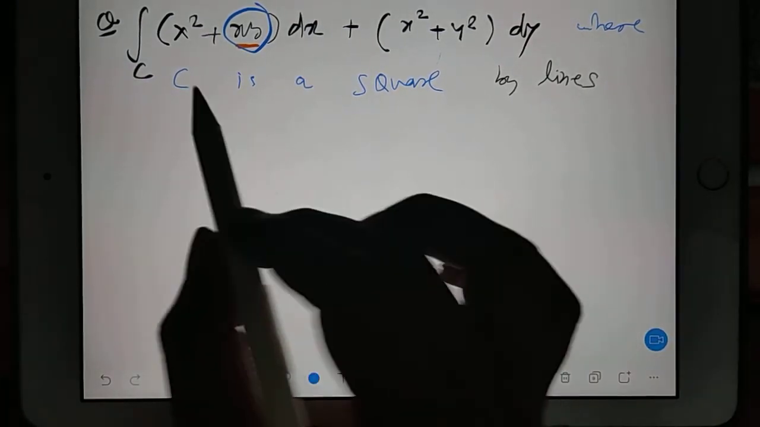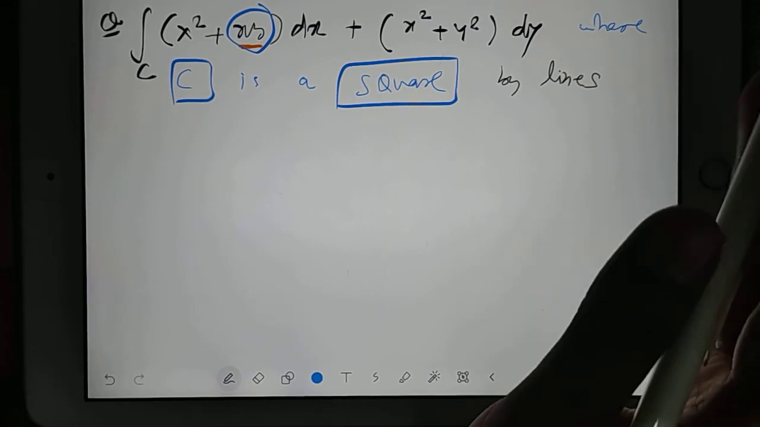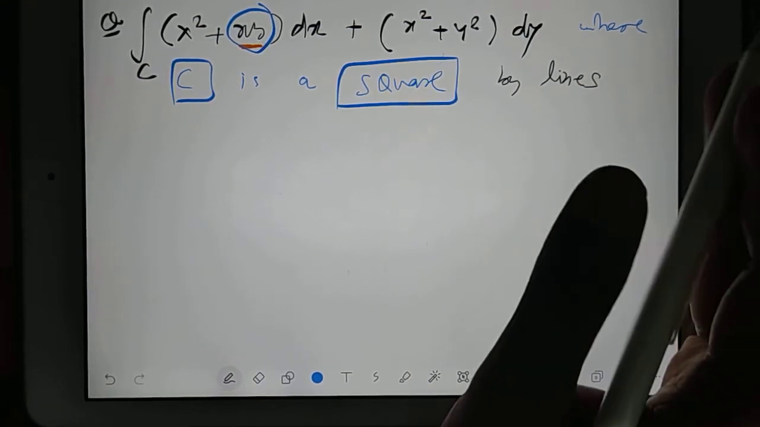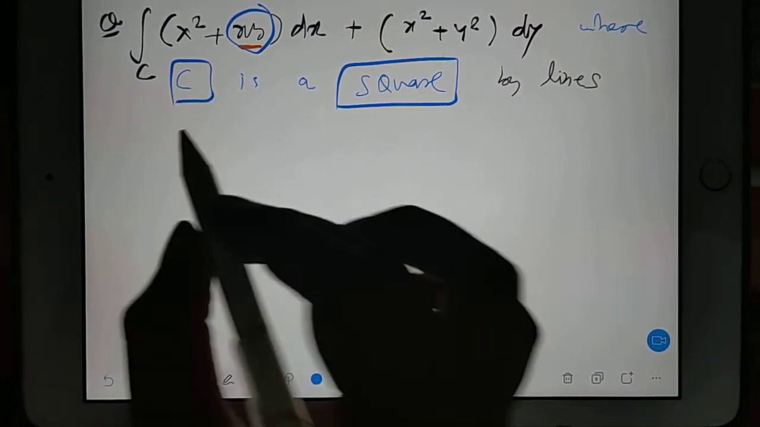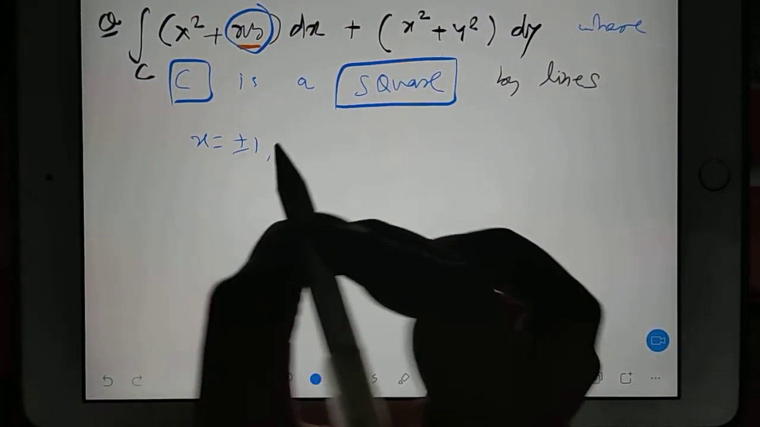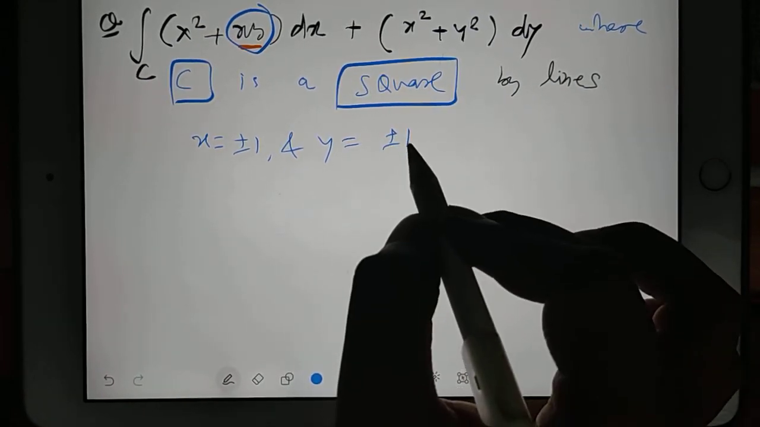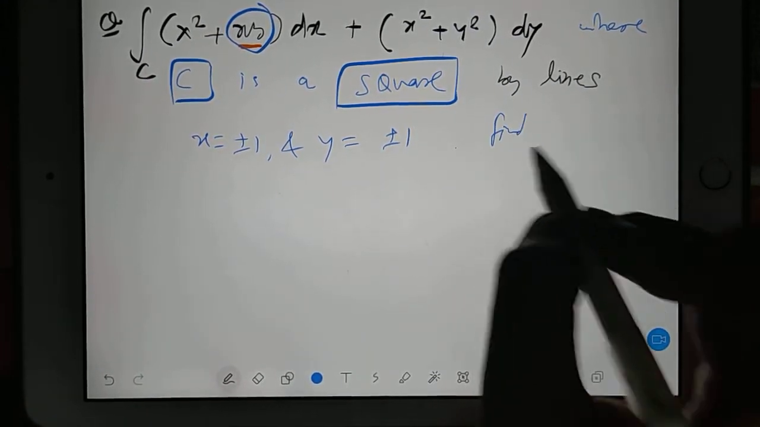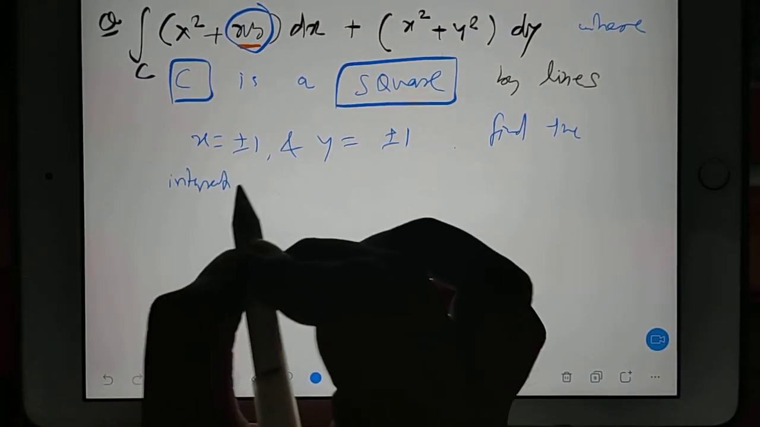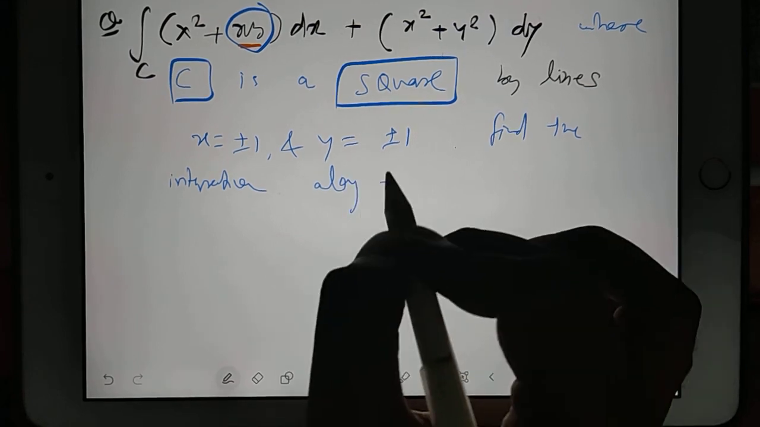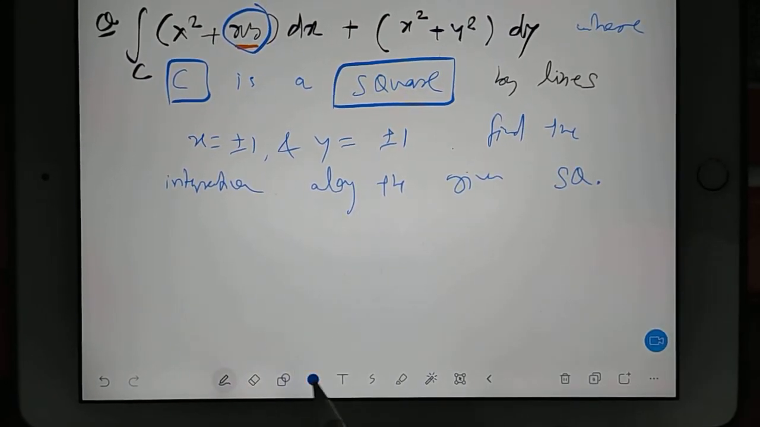Now you see here, they are mentioning our closed curve, that it is a square. So if C is a square, then of course in the square also you will be having limits, right? They are saying that C is a square by lines. What kind of lines? They have mentioned x is equal to plus minus 1 and y is equal to plus minus 1. Then find the integration along the given square.